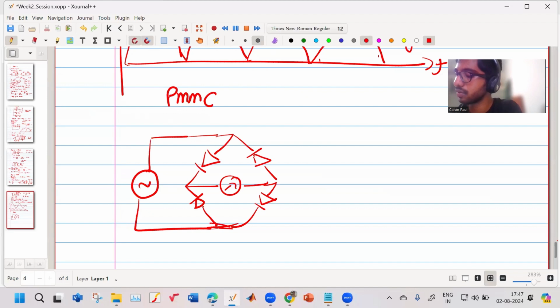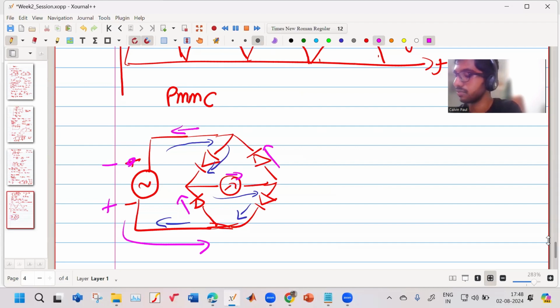So when this is positive, current will go like this. It will flow like this, and come here. When the voltage is negative, that means this is negative, this is positive. Then current will go like this. It will flow like this, and come here.